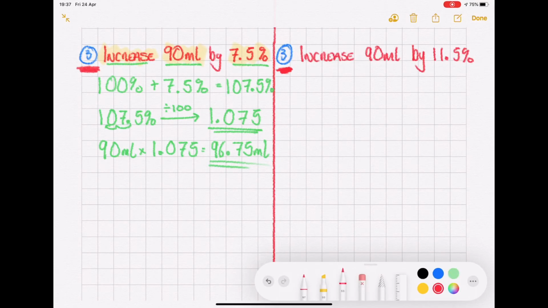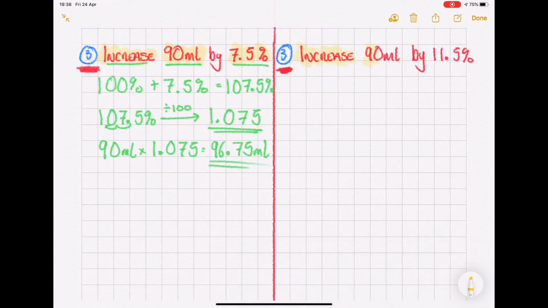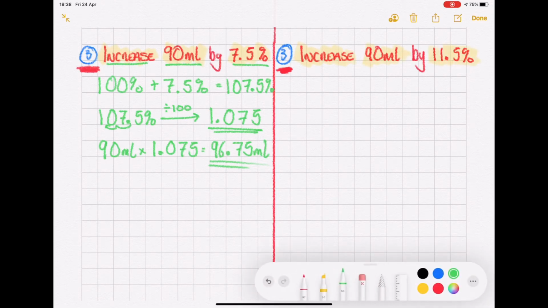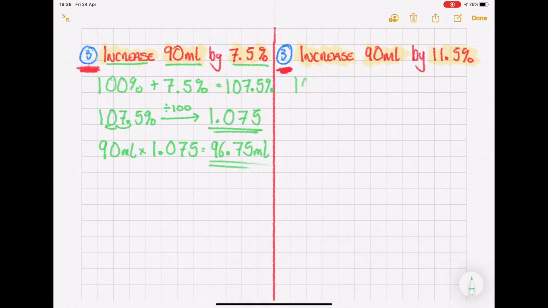Okay, let's go through the answer. So we're increasing 90 millilitres by 11.5%. So start this how we've always started it, 100%. And we're increasing, therefore we're adding 11.5%. And if we do that, we get 111.5%, like so.